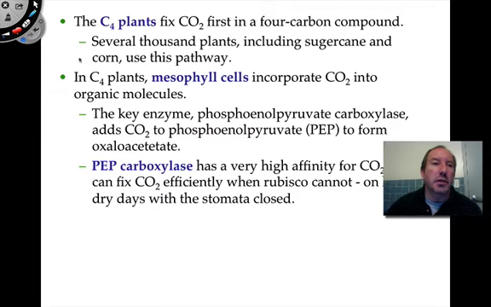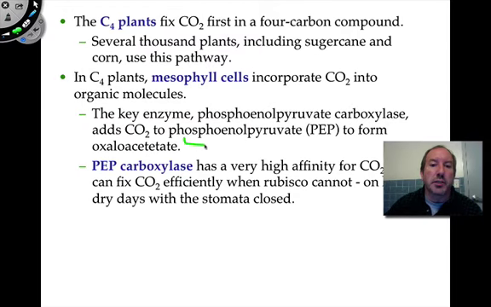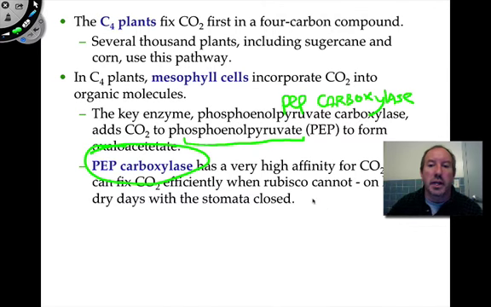And in order to do that, there's a unique enzyme that prefers it. And that unique enzyme is called, it's a mouthful, so I'm hesitating, phosphoenolpyruvate carboxylase, or PEP carboxylase. Let's go PEP carboxylase right there. And so this is the enzyme that has a higher affinity for CO2 over oxygen.